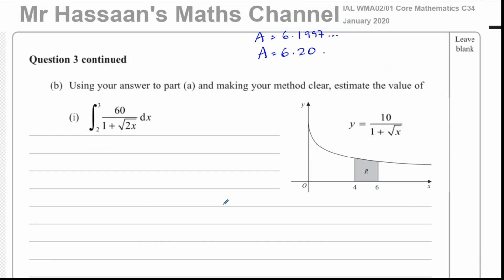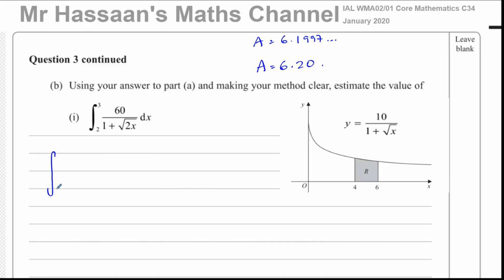Now for part B of the question, which is a very common type of question that comes in P2 nowadays, is using your answer to part A. Using your answer to part A, and making your method clear, it says, estimate the value of the integral between the limits of 3 and 2 of, now the expression looks different, 60 over 1 plus root 2x with respect to x. And this is what we found. So what we actually found in the previous part of the question was the integral between 4 and 6 of 10 over 1 plus root x with respect to x.